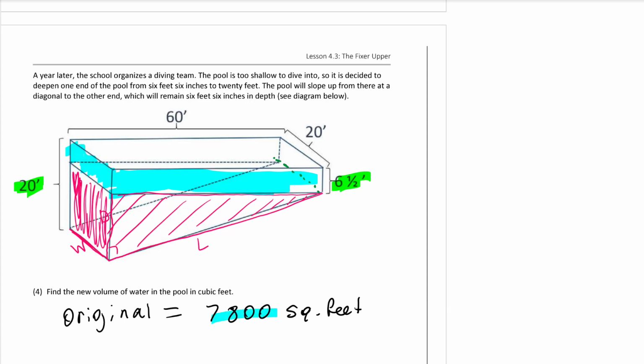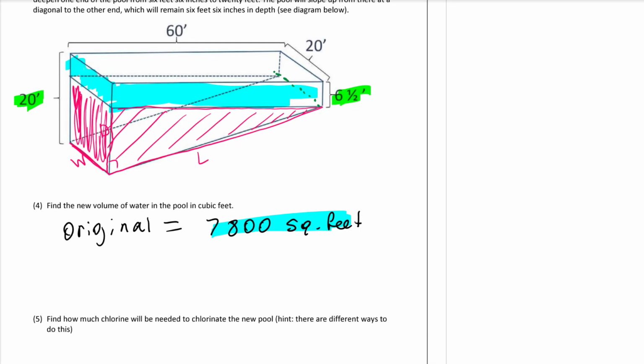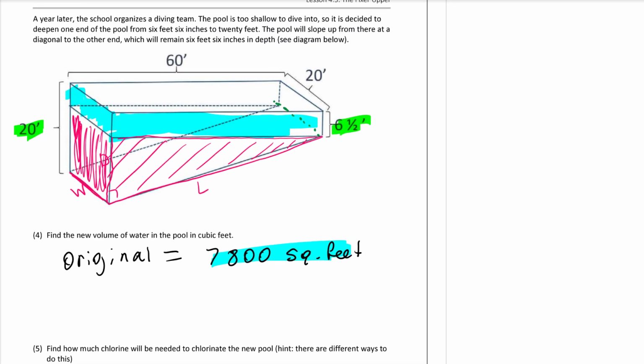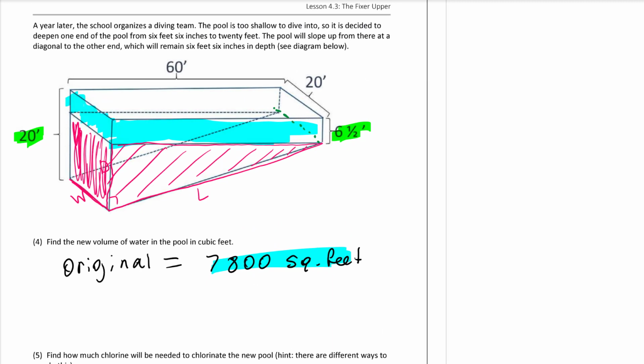So that's what's highlighted blue, all right? That's 7,800 square feet. We're going to keep everything in feet because all the dimensions are in feet. Now, the area of this, not the area, but the volume of this red thing, this kind of right triangle or prism, to find the volume of this, you're going to find the area of this triangle, all right?